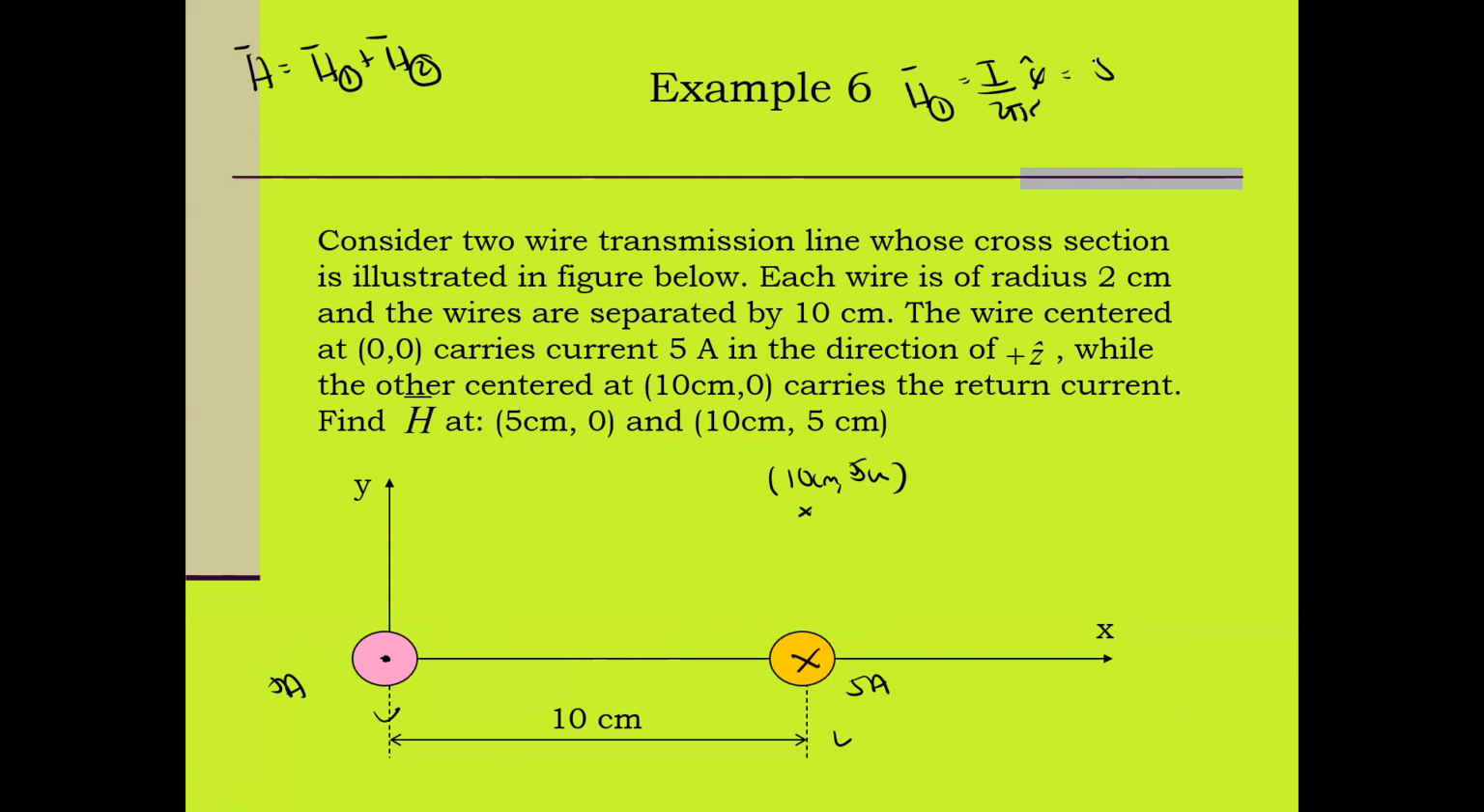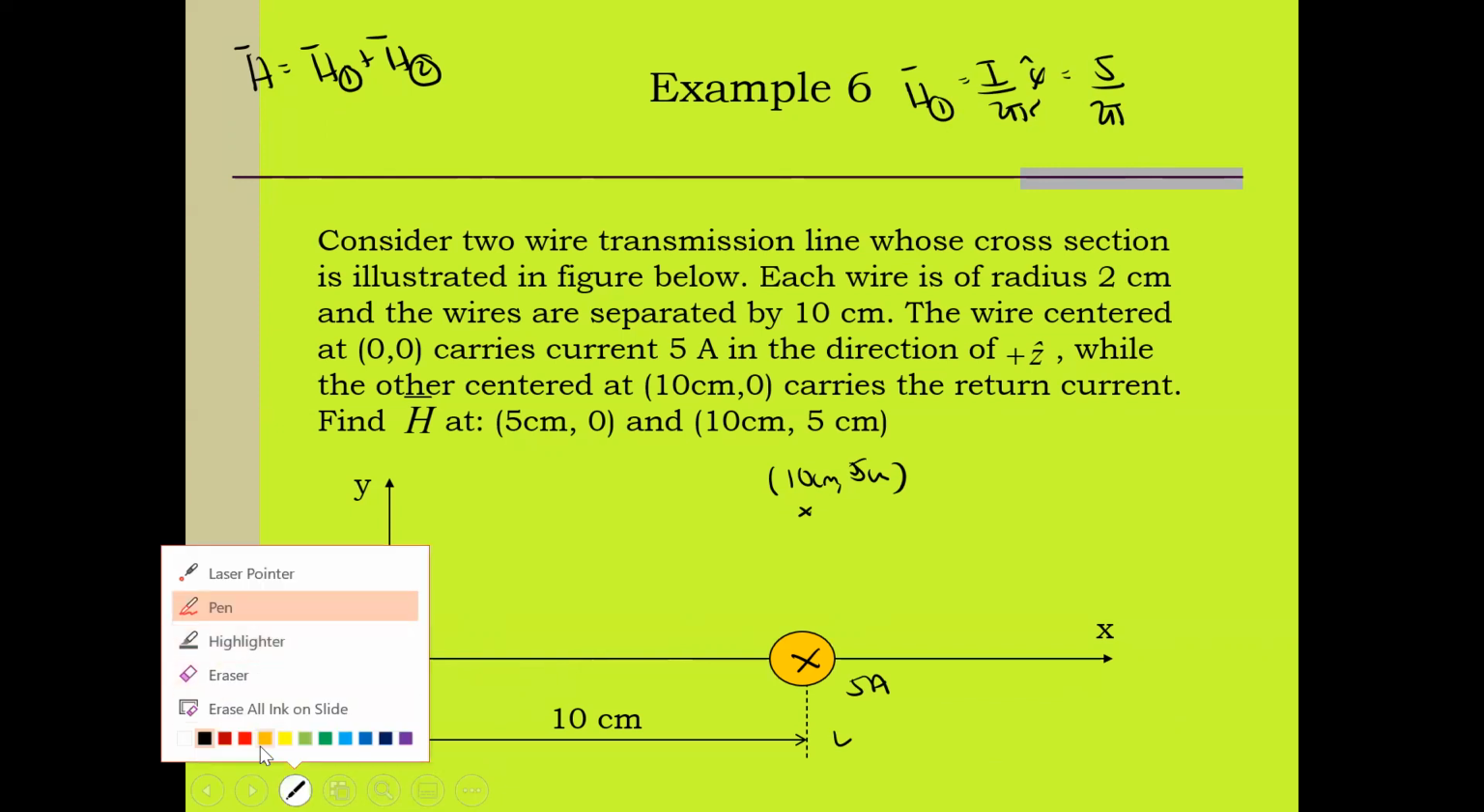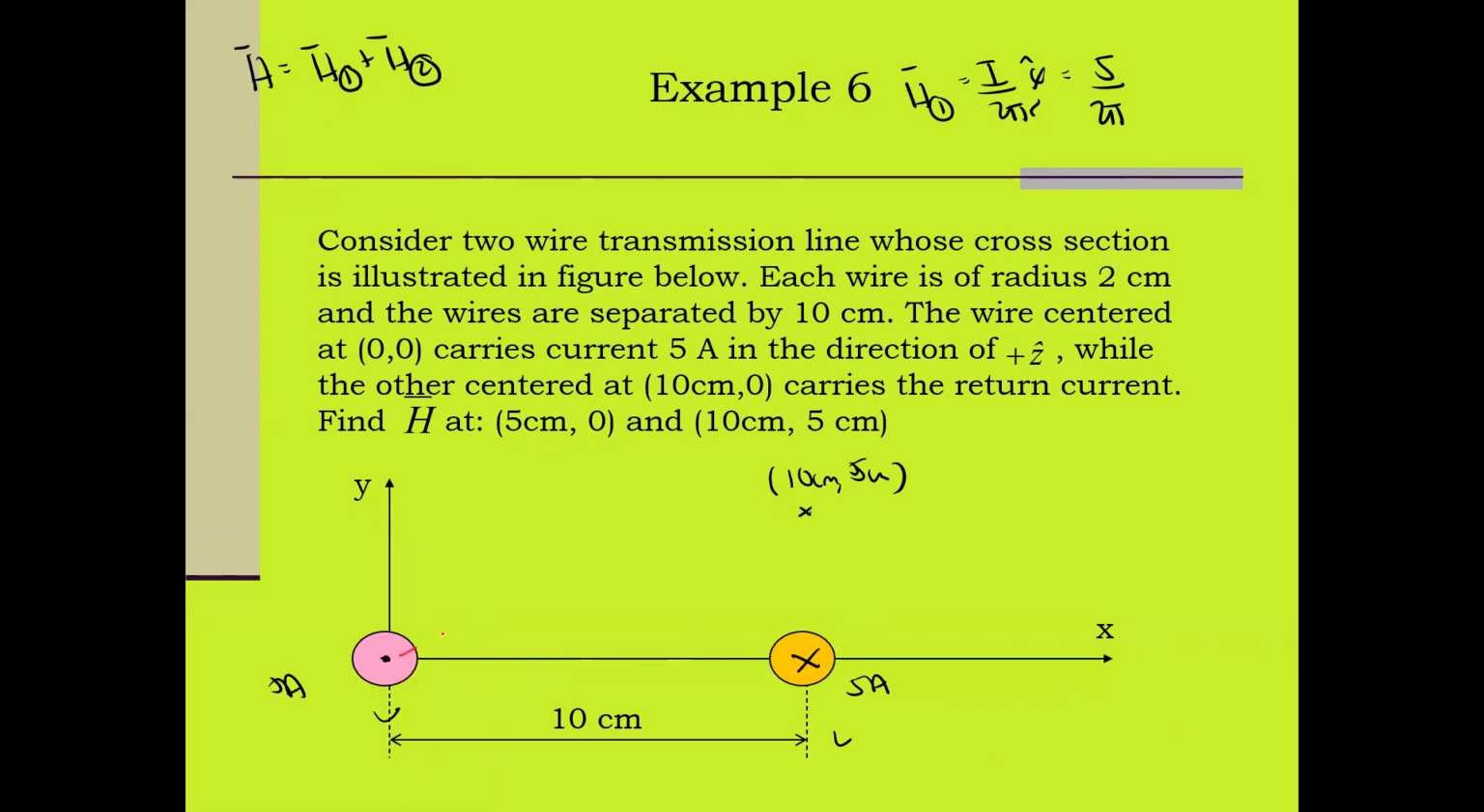I is 5 ampere. We have 2 pi, and R is the perpendicular distance from the filament to this point of interest. So your R should be equal to this R.